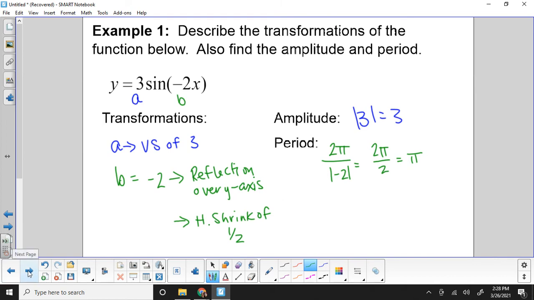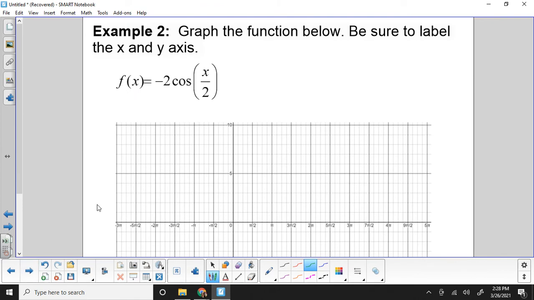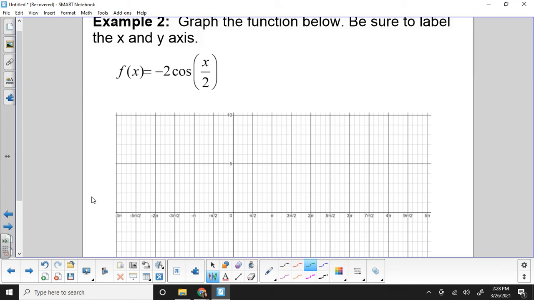Let's go ahead and take a look at another example. In this example, we're going to describe the transformations and then graph our function. So first, I noticed that we have an a value of -2, which is going to represent that we have an amplitude of 2. It also is going to show that we have a reflection over the x-axis.